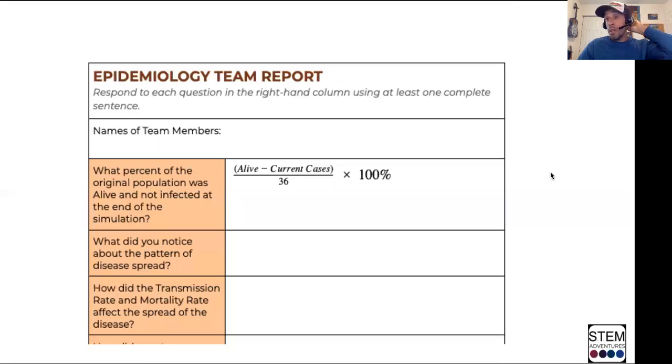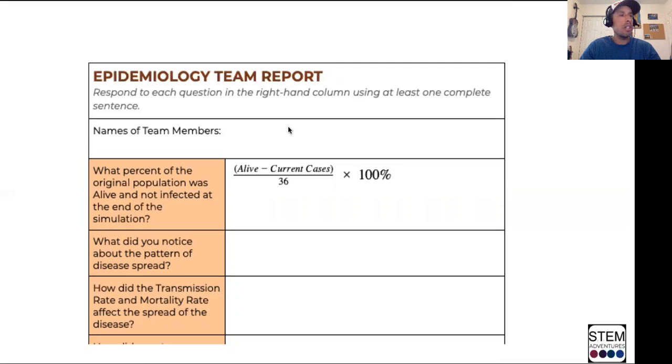When students are done running the model, they complete an epidemiology team report. It's really light on the math, and it's really focused on open-ended analysis, getting conversations started, getting students interested in this idea, in the career, and getting them invested in the power of modeling, and especially in this time where we find ourselves in the middle of the COVID-19 pandemic.